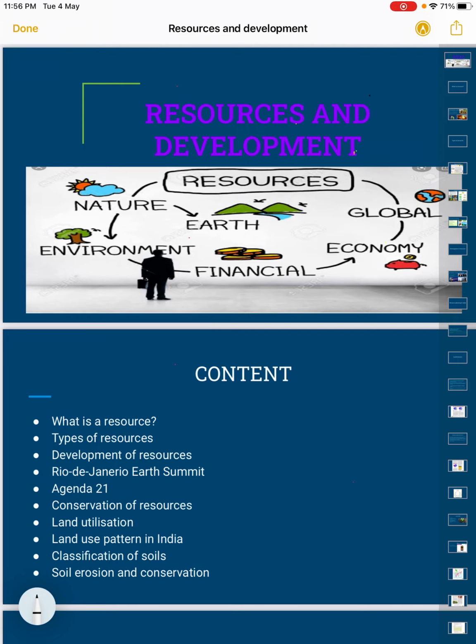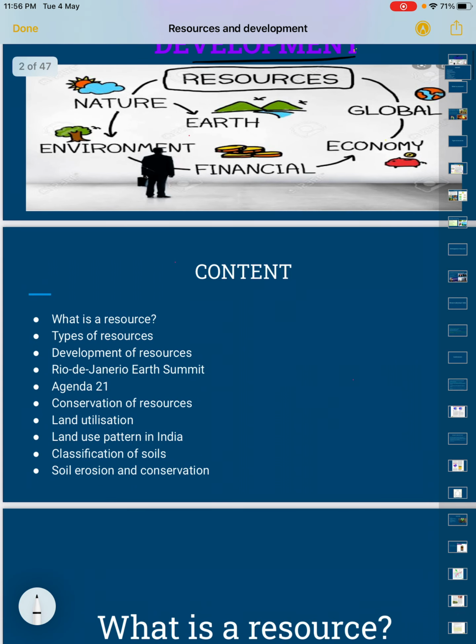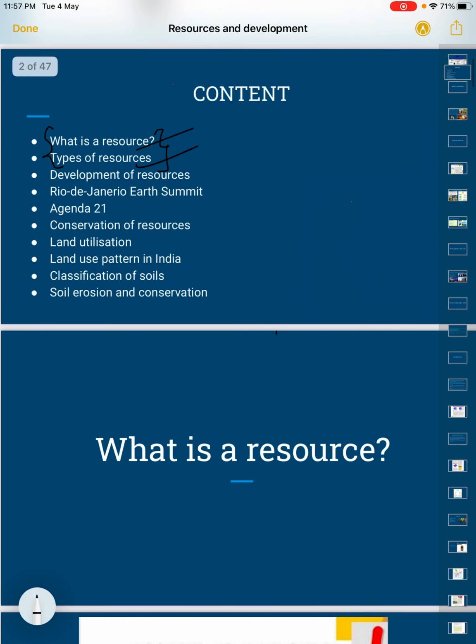Hello everyone. Today we are going to study chapter 1 of geography of class 10, that is Resources and Development. Today we'll be focusing on two main topics, that is what is a resource and the types of resources. First up, let's take what is a resource.